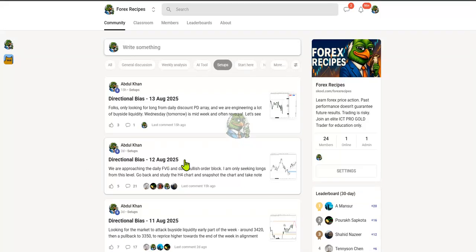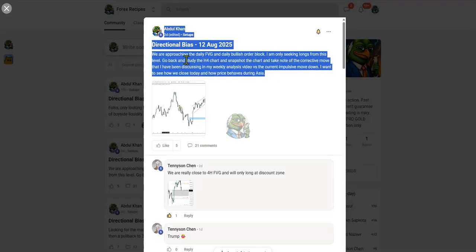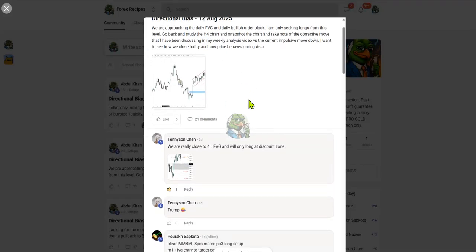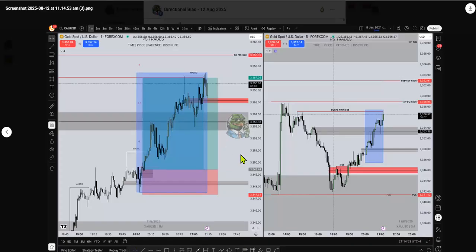This is where we have discussions throughout the day. So for example, if I open up this one here, 12th of August, which is yesterday's thread, I've provided an overall bias. And then this is where we talk about all of our trade ideas, our setups, our charts. Students are engaging here. They're taking trades. Here's a cool trade from a student, a market maker buy model.